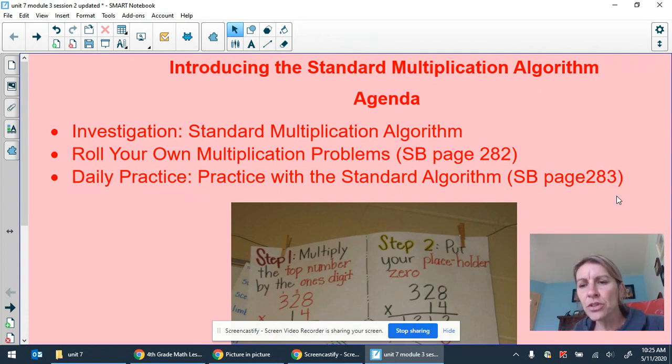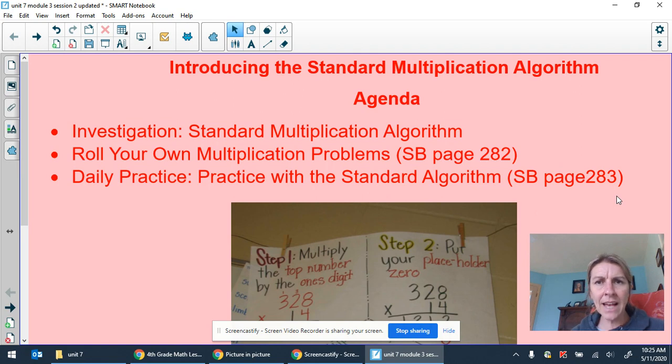Today we are going to work through Module 3, Session 2, and the focus and goal is going to be using the standard algorithm for multi-digit multiplication problems. So in doing that, I want to revisit partial products and the area model just to connect what we do there to the standard algorithm.